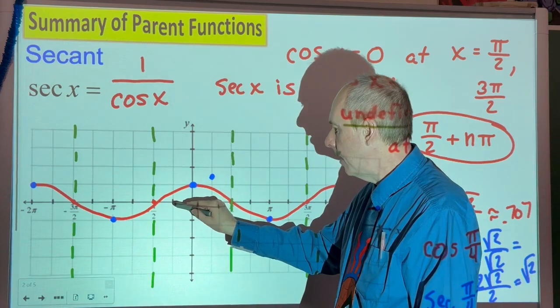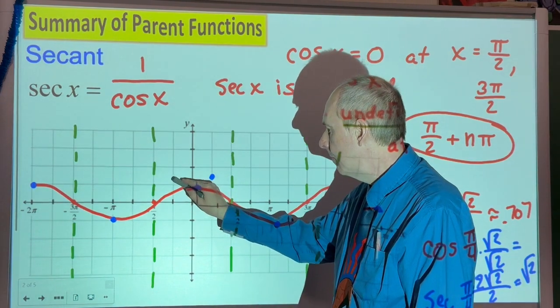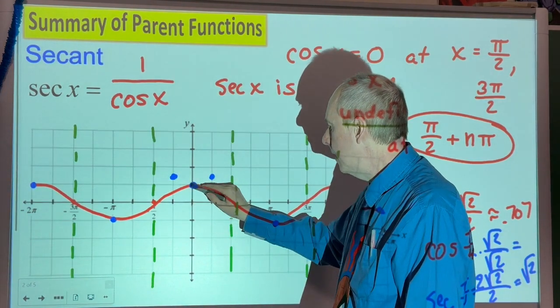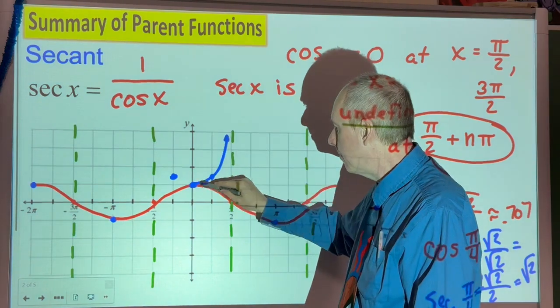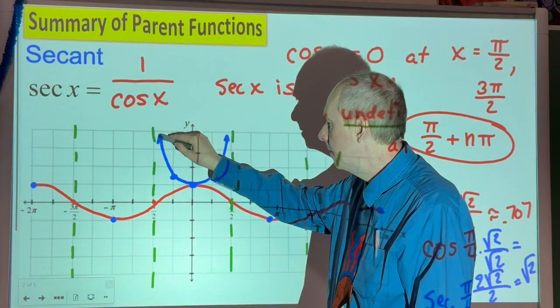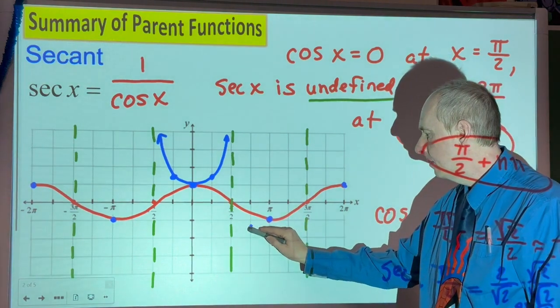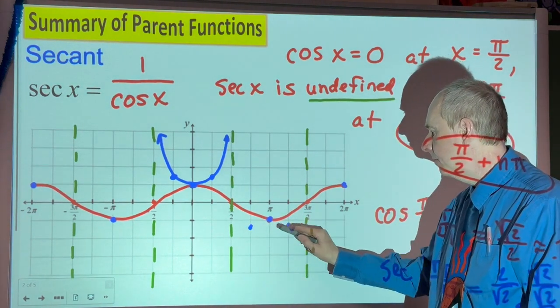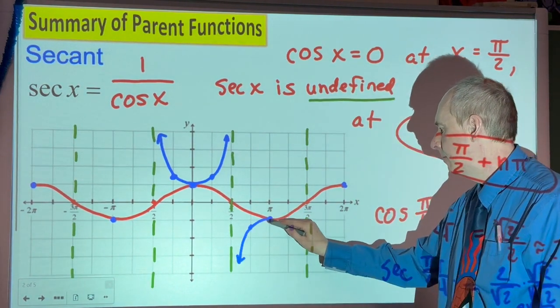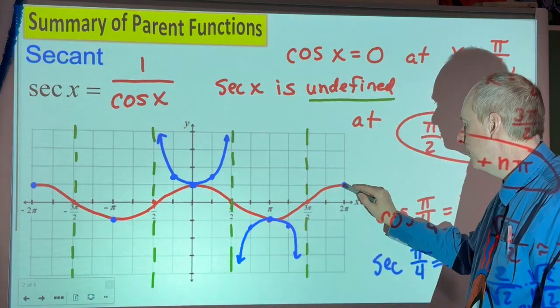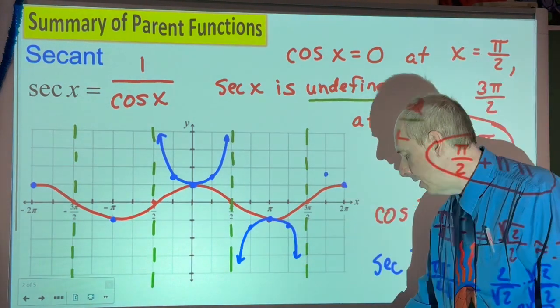At negative pi over 4, we're going to be here again. What we get is kind of like a parabola. Same thing happens here. Same thing happens here. Same thing happens here. Oh, too high.